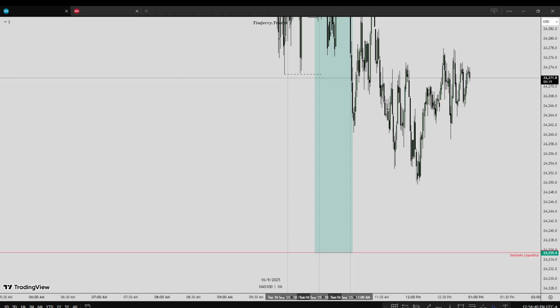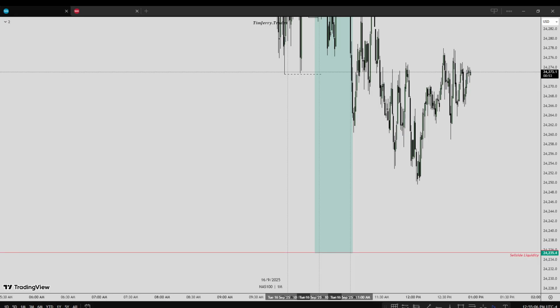So right there, as you can see, as soon as I saw that inverse, I waited for price to go down a little bit, and then I took my sell trade right there. So that was the sell trade I took right there. My first take profit at those equal lows, and then second take profit at sell side liquidity.